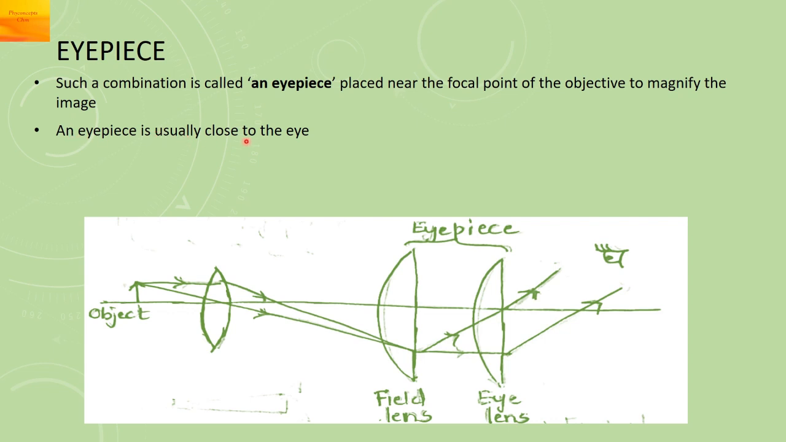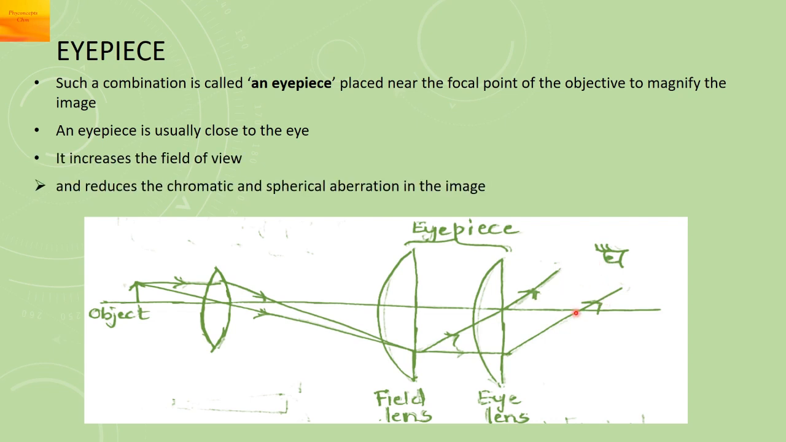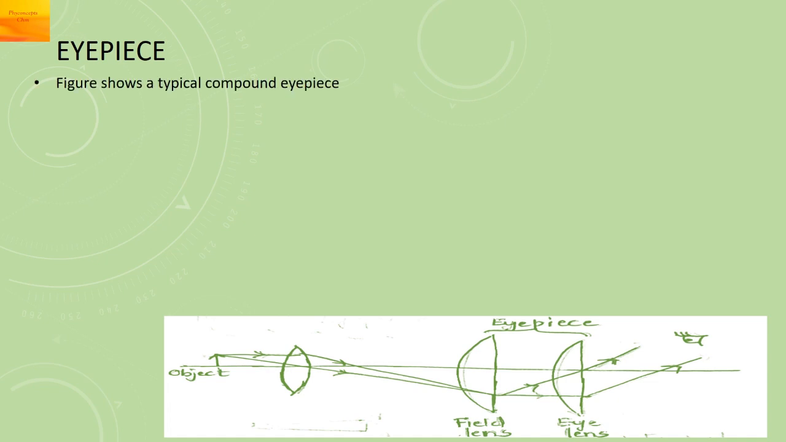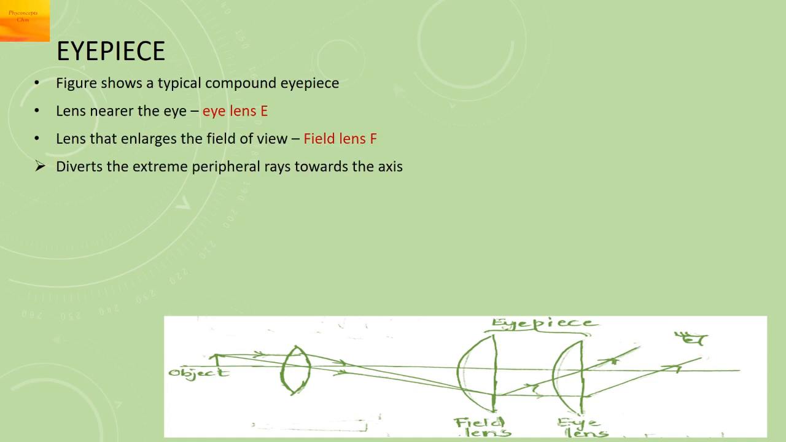The eyepiece is usually close to the eye. It increases the field of view and reduces the chromatic and spherical aberration in the image. The lens nearer the eye is called the eye lens, and the lens that enlarges the field of view is called the field lens. It diverts the extreme peripheral rays towards the axis. As a result, they easily pass through the eye lens.